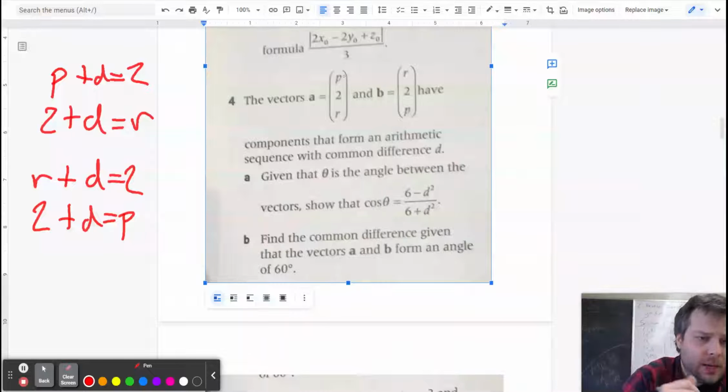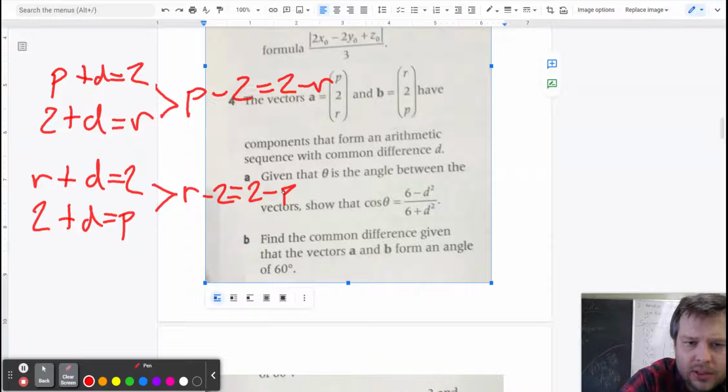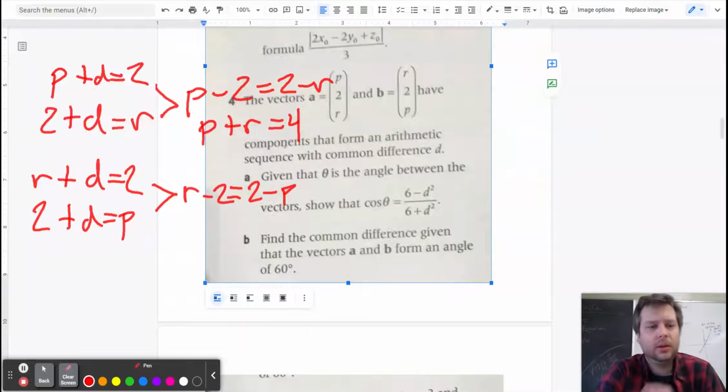Okay, so we should be able to solve this system of equations here. If I subtract these two equations, I get P minus 2 equals 2 minus R. If I subtract these equations, I get R minus 2 equals 2 minus P, which is the same thing I got from before. You could rewrite that as P plus R equals 4. Great. I don't think there's much more that we can do there.